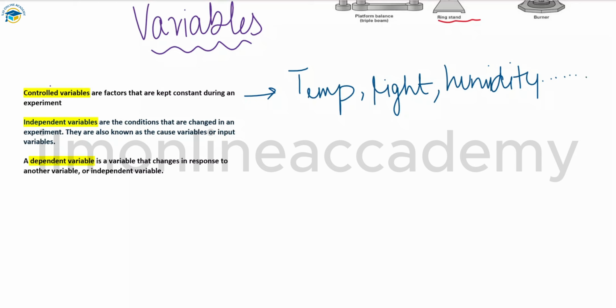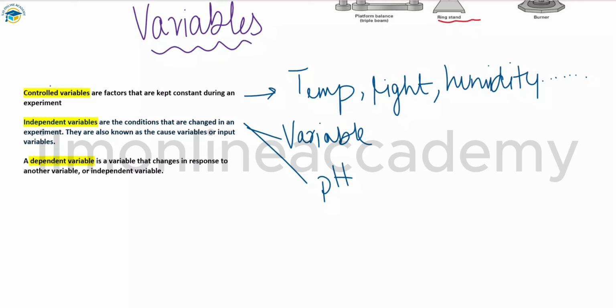Next we have independent variables. Independent variables are the conditions, as you can see here, that are changed in an experiment, meaning they are variable or altered during the whole of our experiment. In chemistry, an example of an independent variable is the pH of a solution changing before and after the reaction.